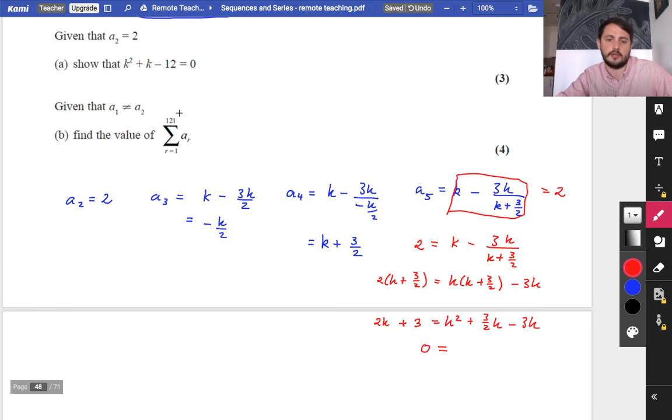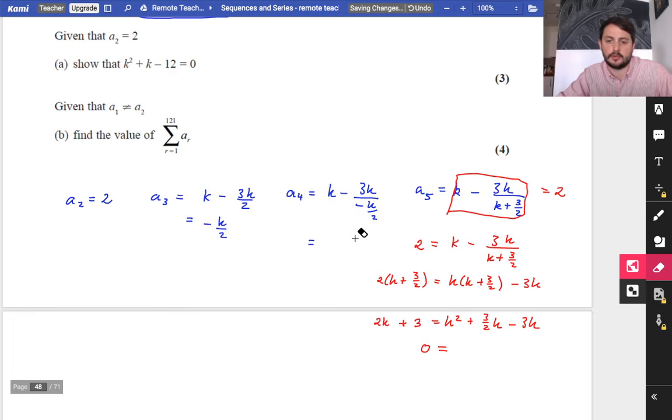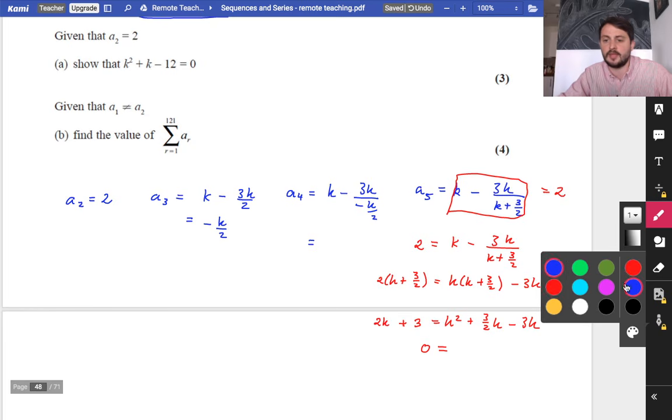Did I substitute these in right? k minus 3 over 2, k minus 3k over 2. It's minus k over 2. This bit I've done wrong. This bit is not correct. My mistake. Take it a bit slower and I won't make as many mistakes.